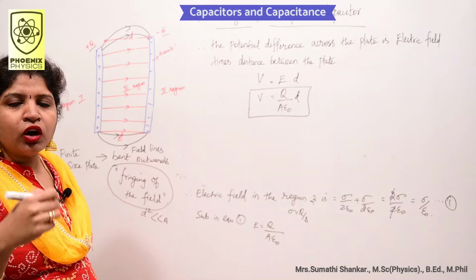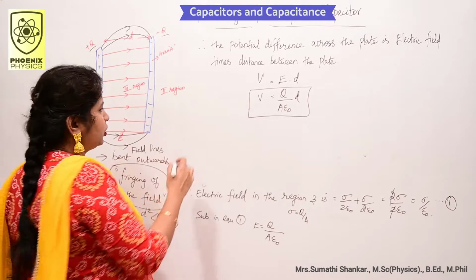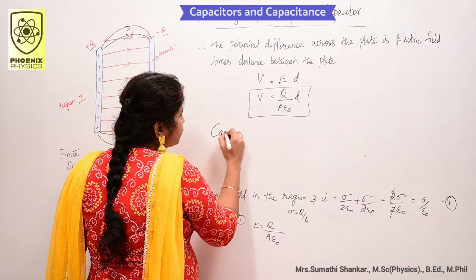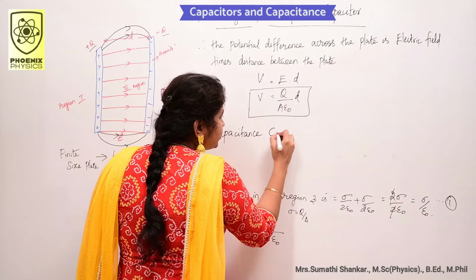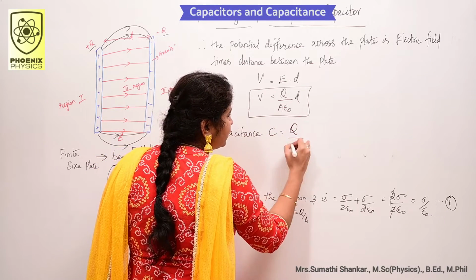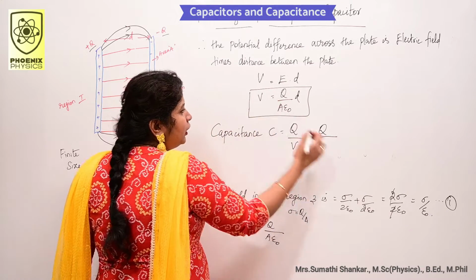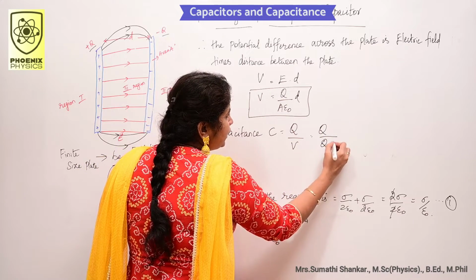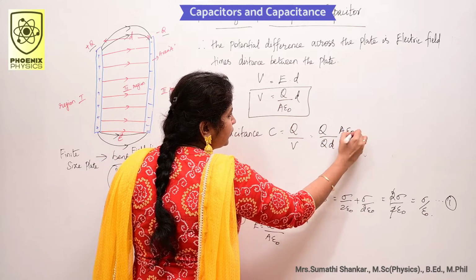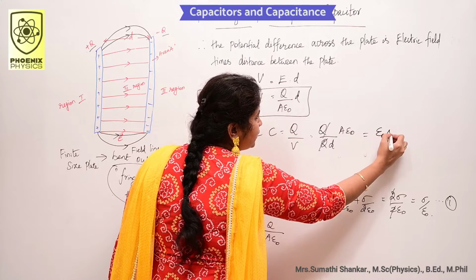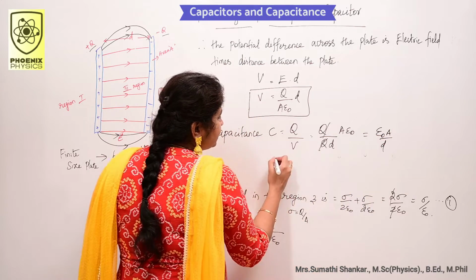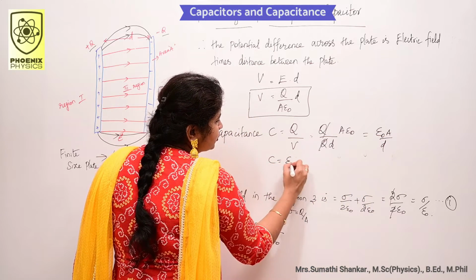Now I want to calculate capacitance. How do you calculate capacitance? Capacitance is nothing but C is equal to q by V. Substitute V, that is q d by a epsilon naught. Cancel this q. Finally you can get epsilon naught a divided by d. This is our capacitance.